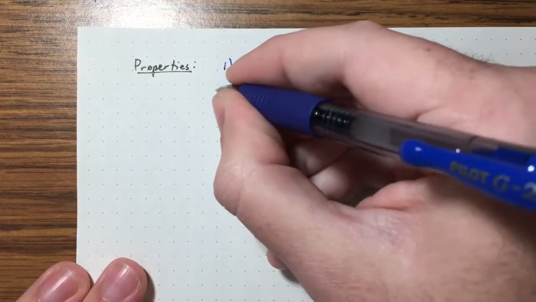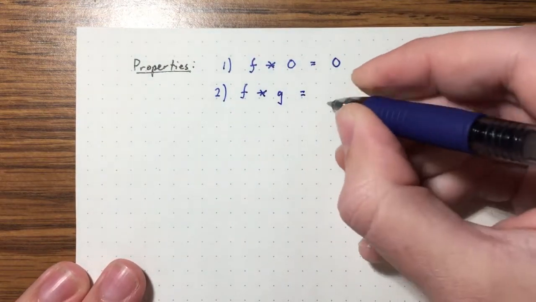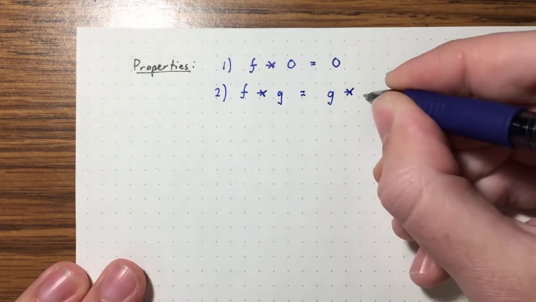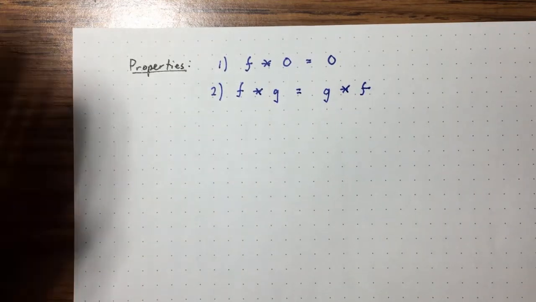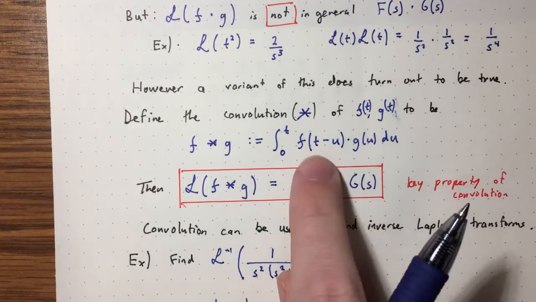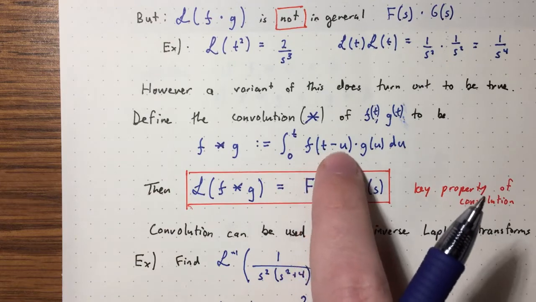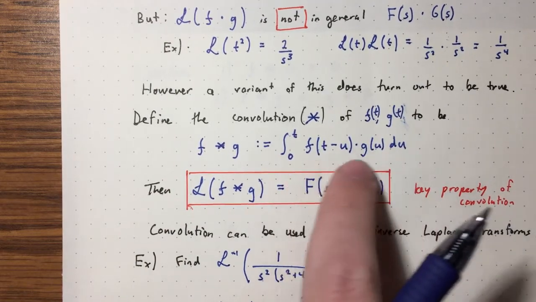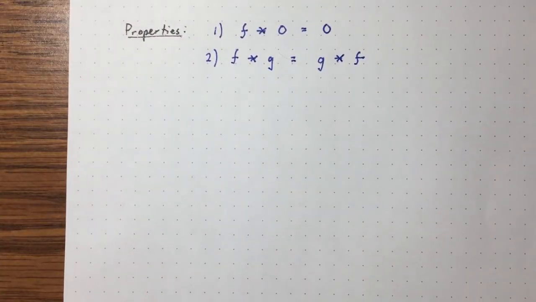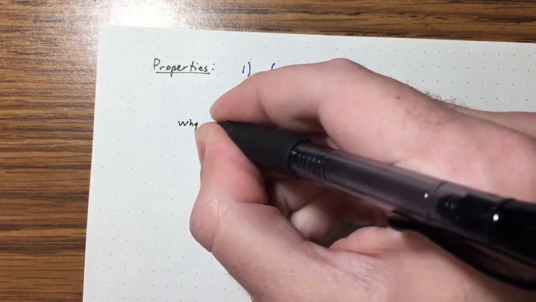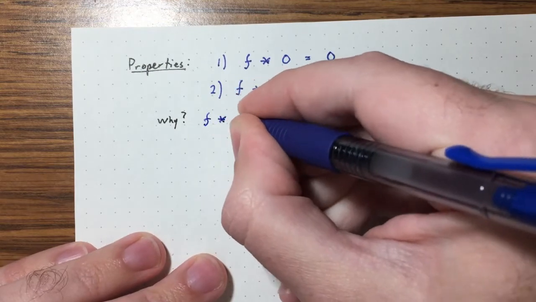Okay. The second property is actually not so obvious. It says that it doesn't matter what order you use. You can do f convolved with g, and that's the same as g convolved with f. The reason I say it's not obvious is because this definition is not symmetric, right? We see f of t minus u and g of u, right? So this is not symmetric, or at least it doesn't appear to be symmetric. But this is true. Let's see why this is true.